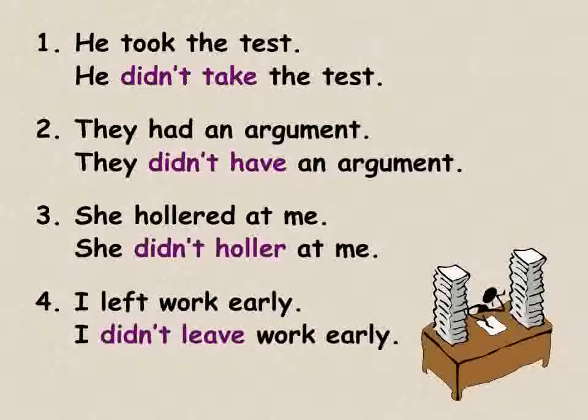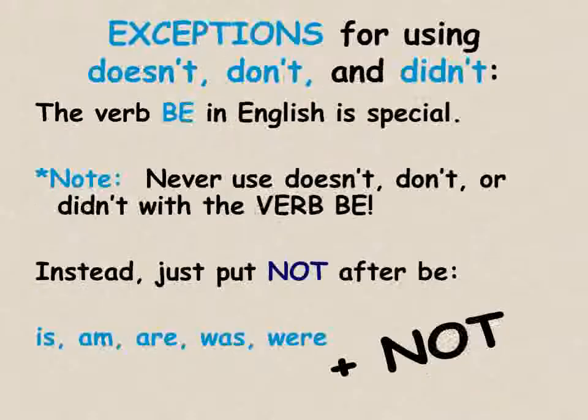Again, notice that after each use of didn't, the main verb is in the simple form. Now we need to talk about some exceptions, because there are some times in English when you cannot use doesn't, don't, or didn't. And this is when you have the verb be. The verb be is special in English. So when you have the verb be in a sentence, never use doesn't, don't, or didn't.